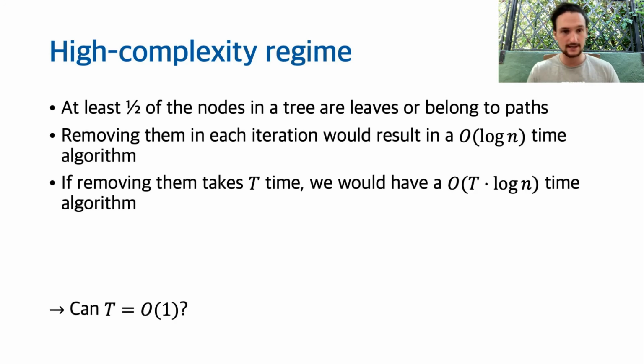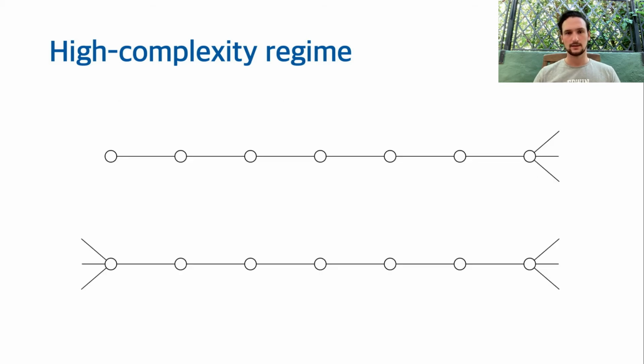So the question is, can t be a constant? Because if we want a log n time algorithm, it seems that we need t to be a constant. So let's take a look. Well, first, since leaves are just endpoints of paths of some length, maybe 1, it is enough to consider only removing paths. And there are two types of paths. Type 1 is either connected to a leaf, or type 2, the path is in the middle of the graph.